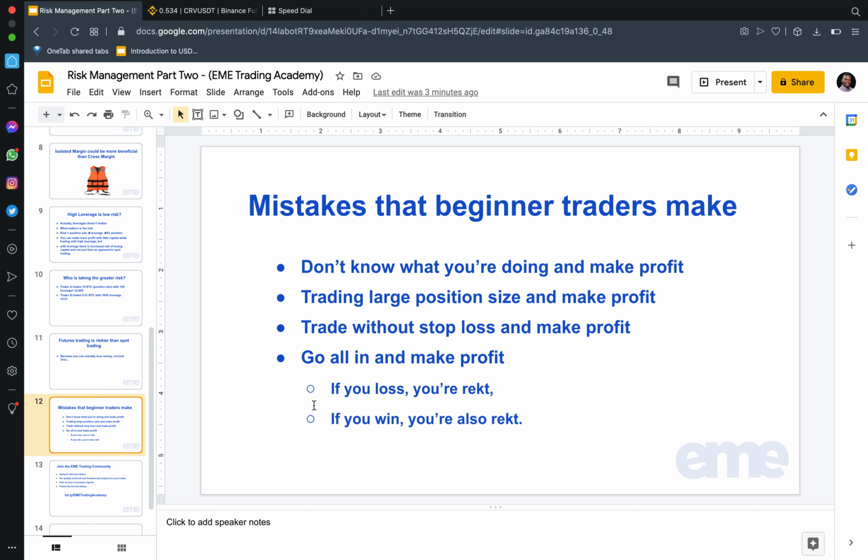If you go all in and you make profit, it's also very bad, because you've developed this bad habit, and you're definitely going to try to do it again, and perhaps this time with a greater capital. And if you go all in, you're risking your entire portfolio, and you could lose it, right? So never ever go all in. If you go all in and you lose, you get wrecked. If you go all in and you win, you also get wrecked in the future, because you're going to do it again. All right, and it's only a matter of time.